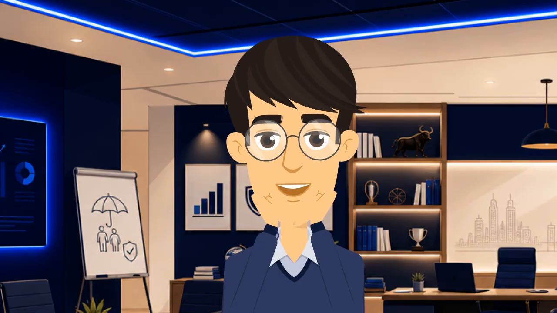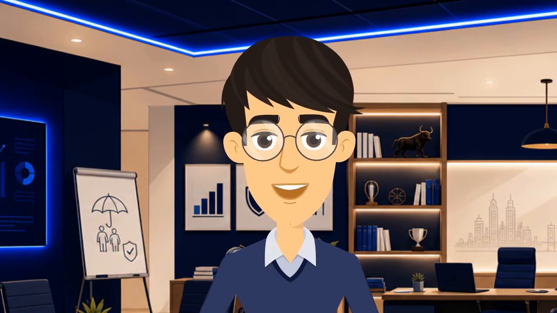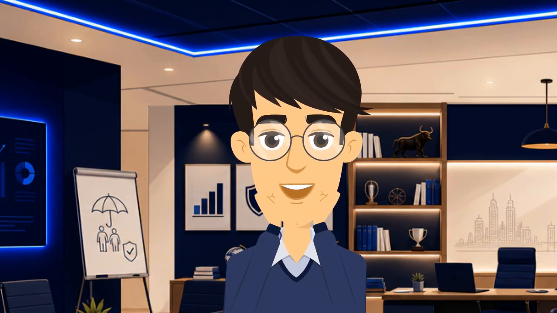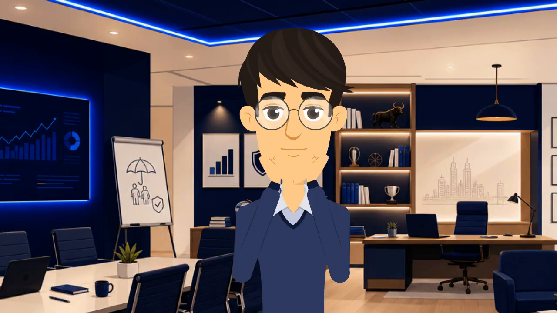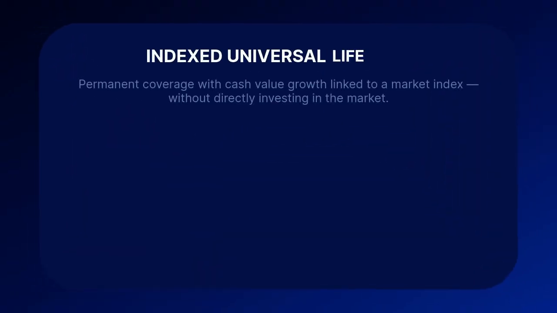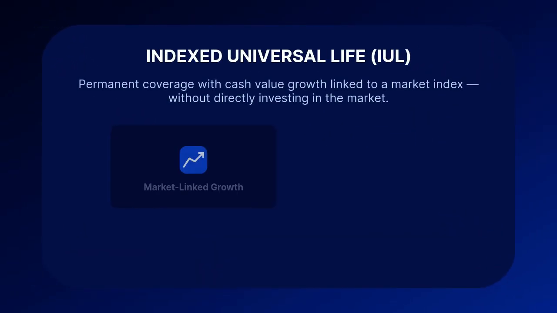Now, product 3. This is the one that tends to generate the most questions, the most buzz, and honestly, the most confusion. Indexed Universal Life, IUL. Let's clear it up once and for all. IUL is permanent life insurance. It has a death benefit that lasts your lifetime. But here's what makes it unique: the cash value inside the policy can grow based on the performance of a market index, like the S&P 500.